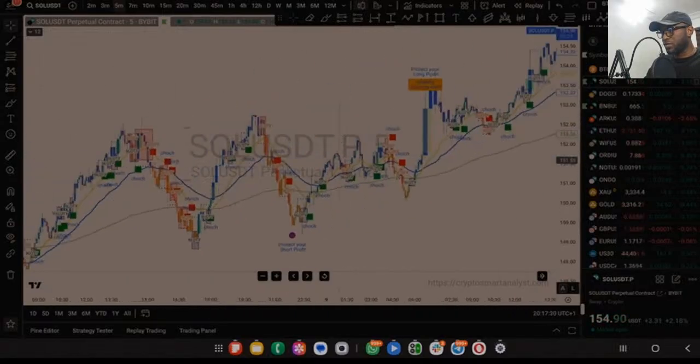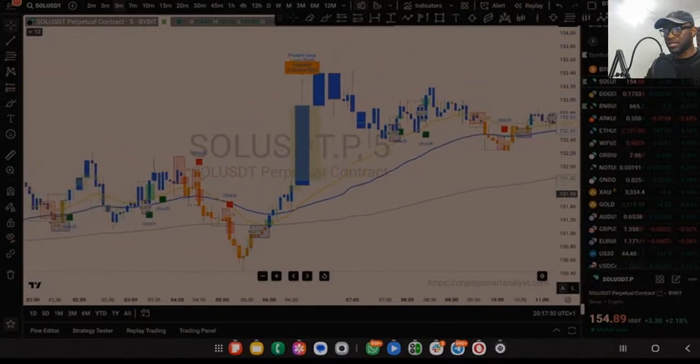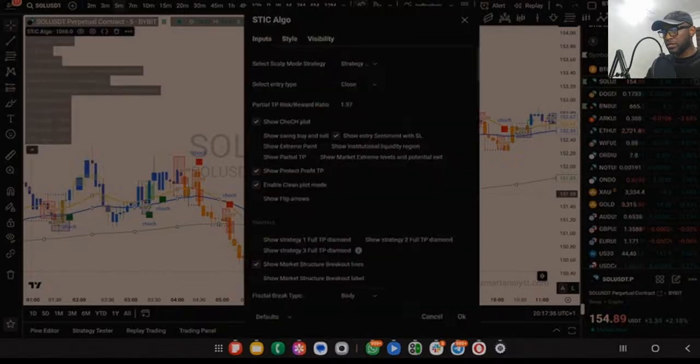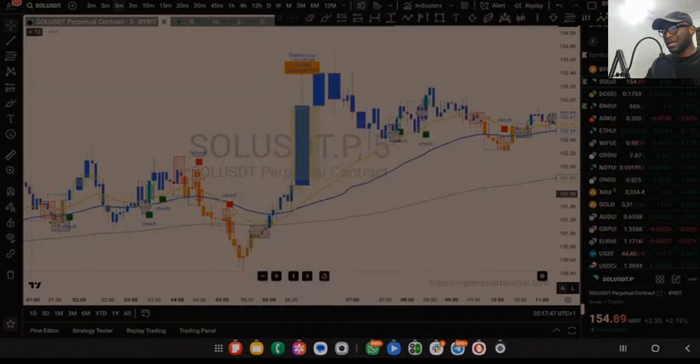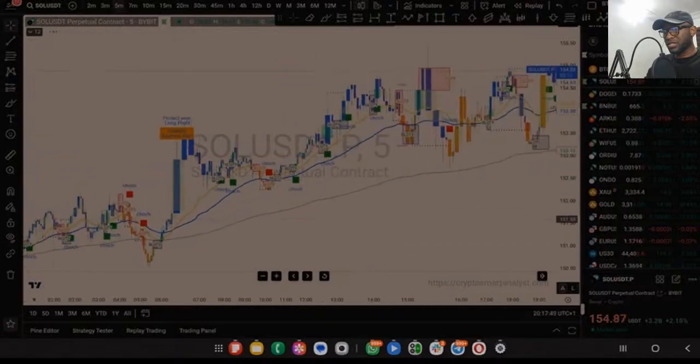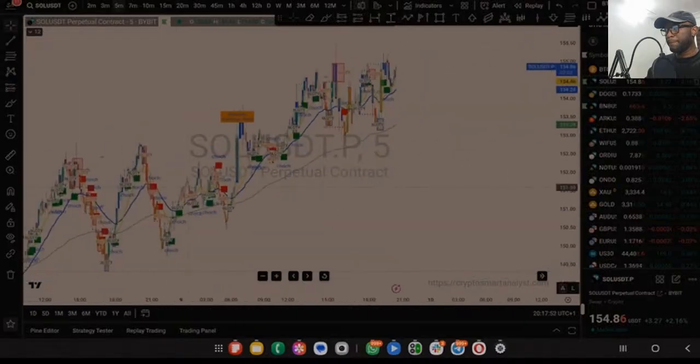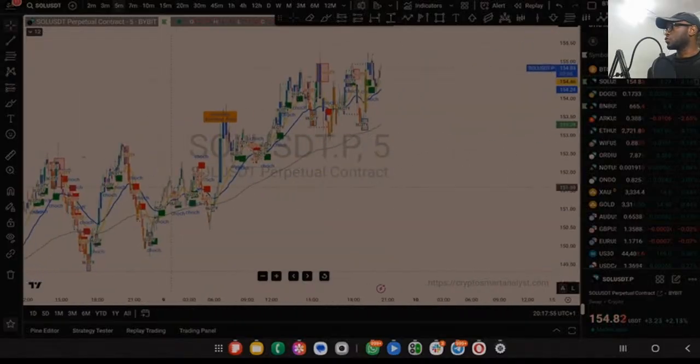So those are things you want to look out for using STIC, right? You can disable these plots on your chart by going to the chart settings. Partial TP, show protect profit, you can disable them in the indicator settings if you want to clean the chart. Yeah, it's already cleared. I only left the few I need here. So those are the things you want to take advantage of.